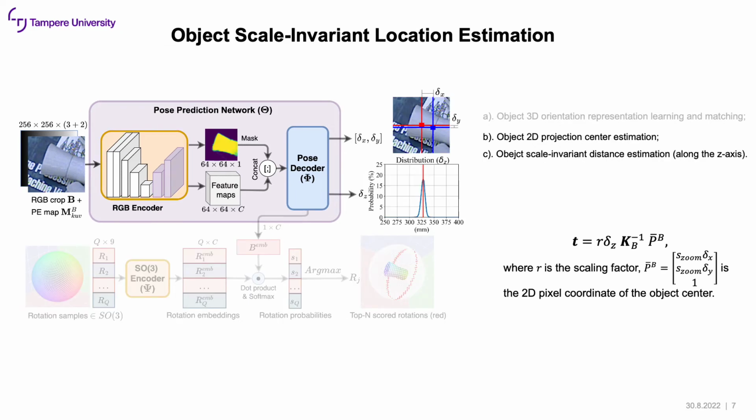For estimating the object's 3D location, we separately estimate the 2D projection offset of the object center and the object distance distribution along the z-axis from the object-centric crop. The object's actual 3D location can be recovered using these predictions and the calibrated camera intrinsic.